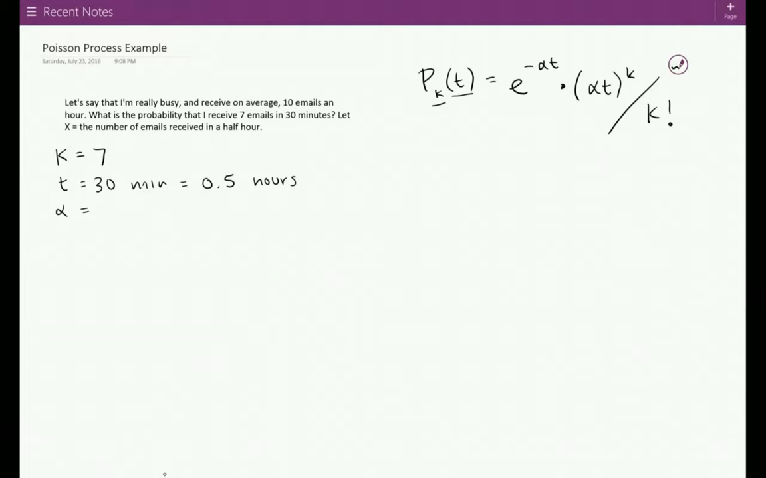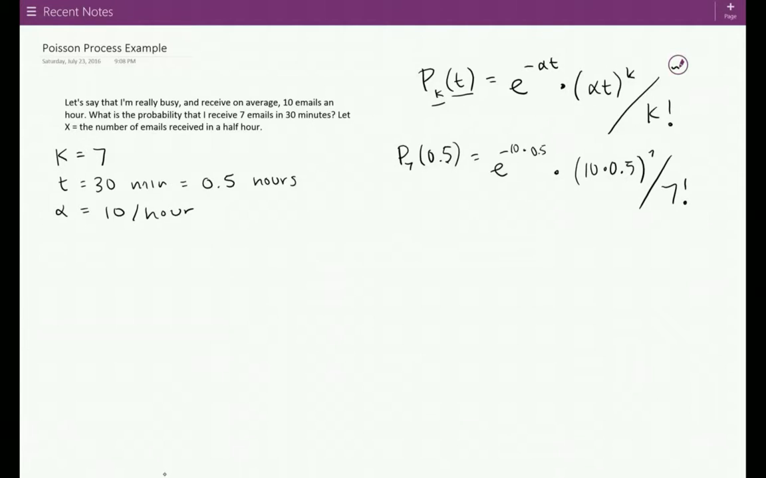Our rate is the 10 emails per hour, and as e is a fixed mathematical quantity, we can now plug these numbers into our formula, and so we'll have the probability that we get 7 emails in half an hour. And we have e to the negative 10 times 0.5, multiplied by 10 times 0.5 to the 7th power, all over 7 factorial.